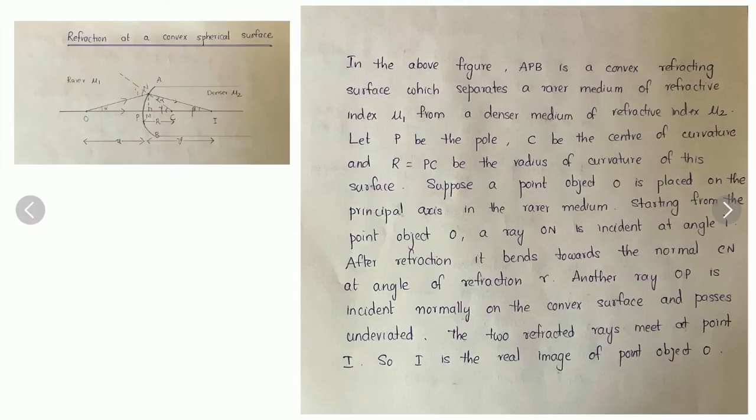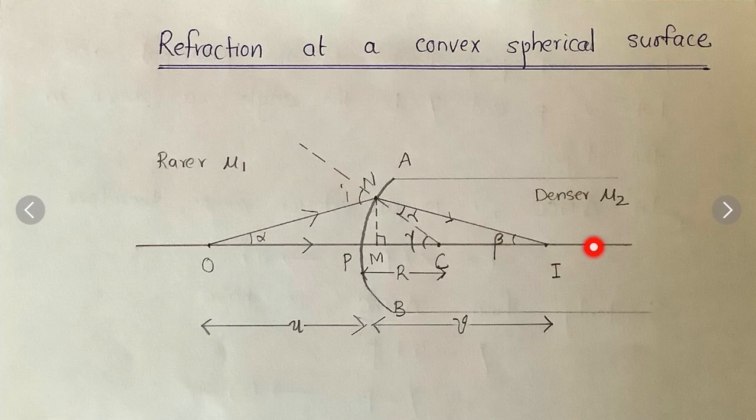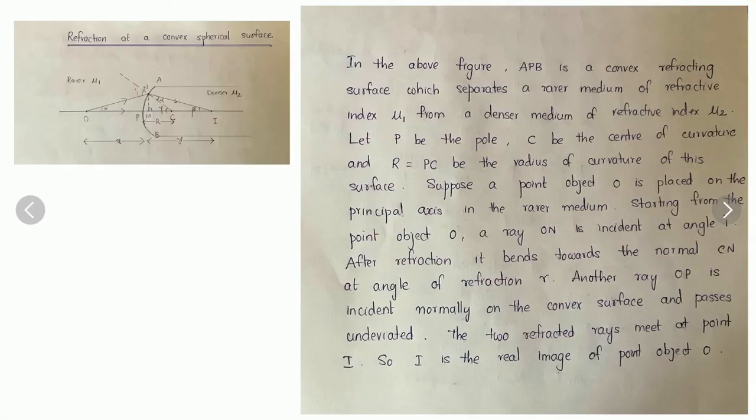Then another ray OP, as I told you earlier, is incident normally at the pole, and on the convex surface it is incident normally and passes undeviated like this. They both meet at I. So the one which comes refracted, that is NI, and the one which is undeviated, that is passing through PI, both meet at I. Therefore the image is formed at I. You can see in this bigger picture, the image is formed at I here. So I is the image of this object O.